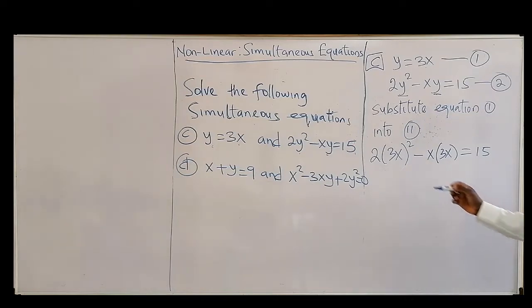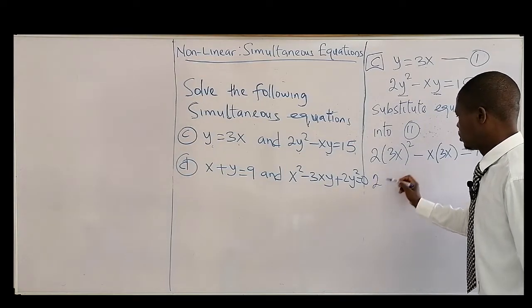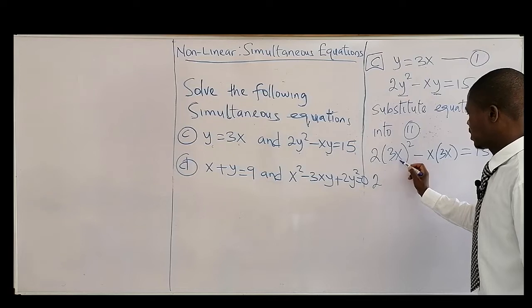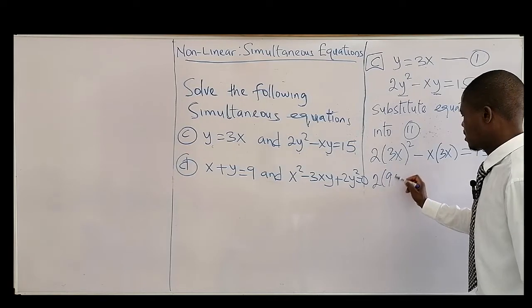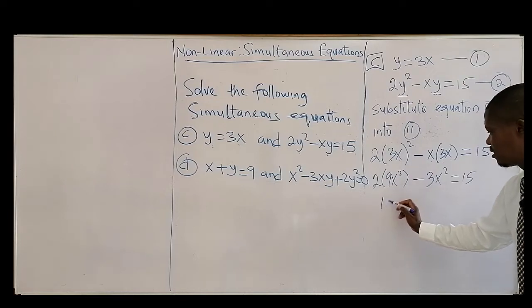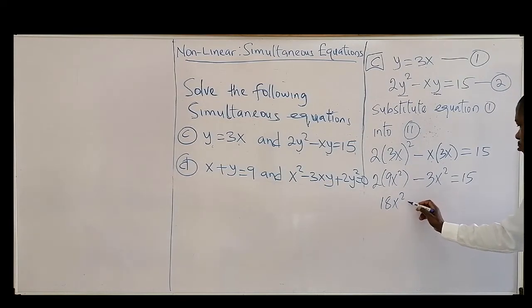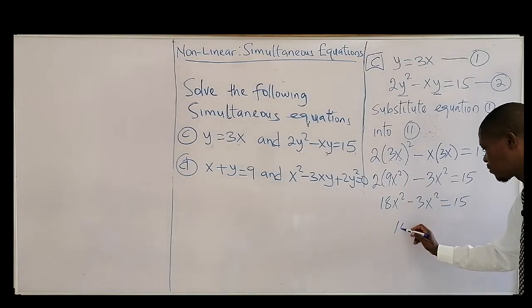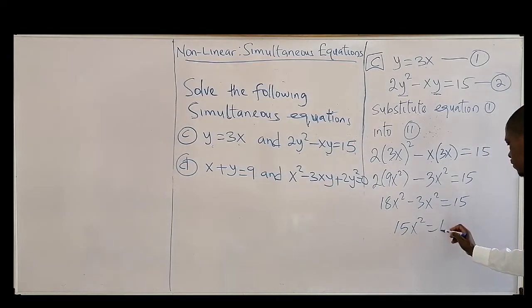Okay, do the expansion. This one will be 3 squared x squared, that's 9x squared. Then minus this one times this one, that's 3x squared, equal to 15. So this will be 9x squared minus 3x squared equal to 15. So 9 minus 3, that's 6x squared. Equal to 15.